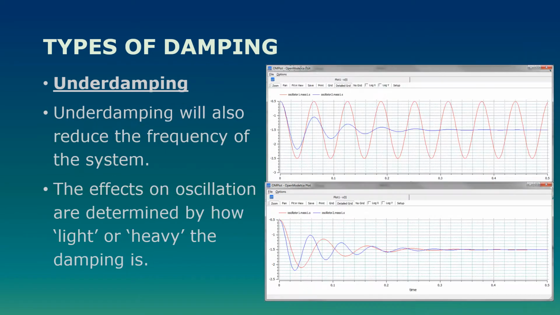Now with underdamping there is a little bit of confusion about the effects on the frequency. Essentially, damping of any type will affect the frequency of the system. If you're going to introduce a resistive force, that's going to increase the time period, slow down the oscillations a little bit, and therefore the frequency will slightly reduce.